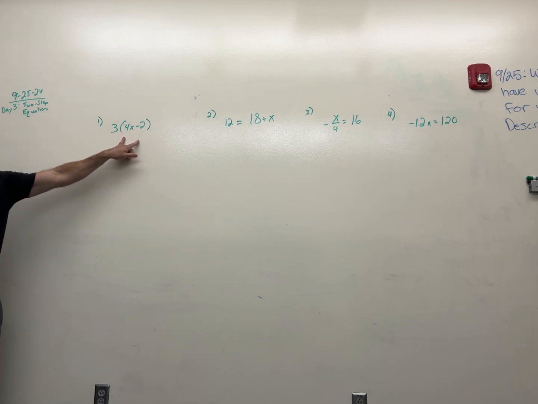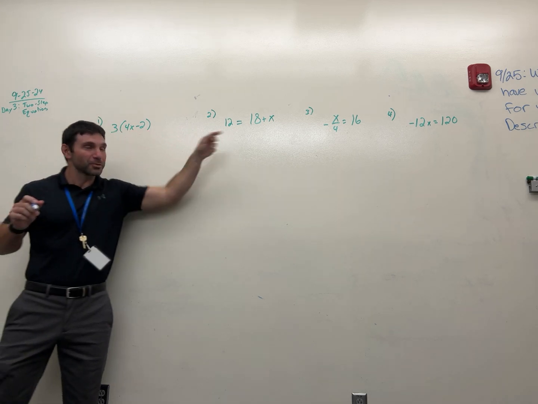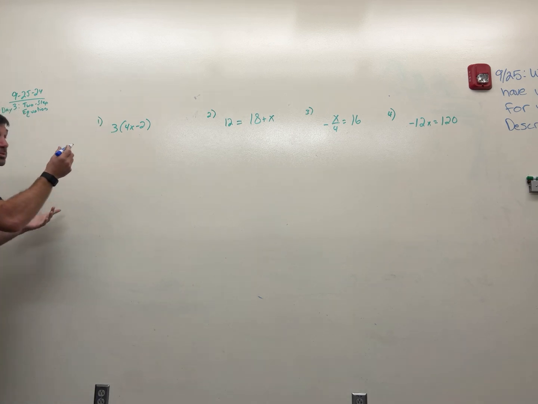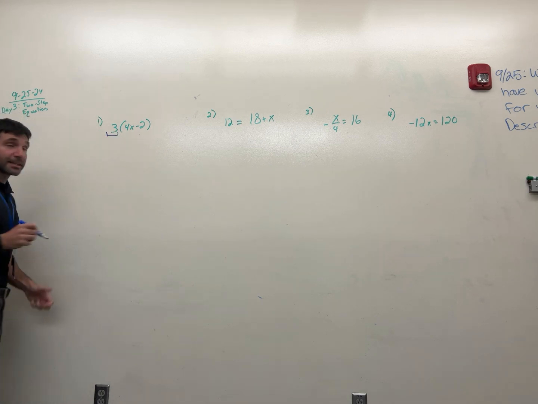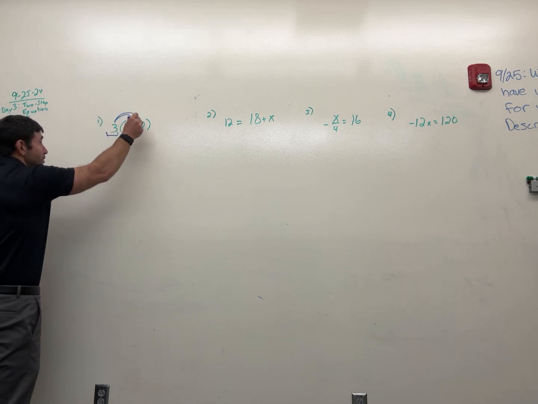How do we know this is not an equation? Because there's no equal sign. An equal sign is what represents an equation. This, we just need to simplify. We take the number smack dab in front of the parenthesis, and we distribute.